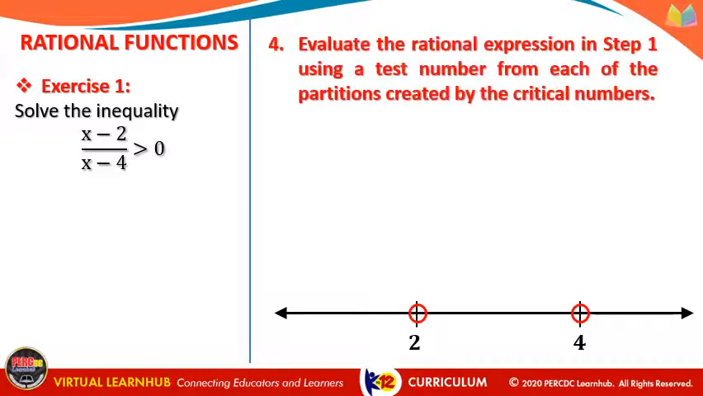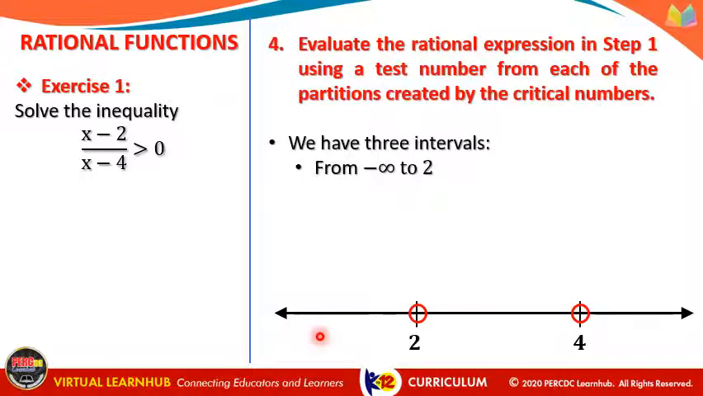Step 4. Evaluate the rational expression, this one, using a test number from each of the partitions created by the critical numbers. So let's take a look at our number line. As you can see, right now, we have 3 partitions. May tatlong hati yung ating number line. The first partition is from negative infinity to positive 2. Ito yon. The second is from 2 to 4. Ito yon. And lastly, mayroon tayong 4 to positive infinity. So we have 3 partitions.